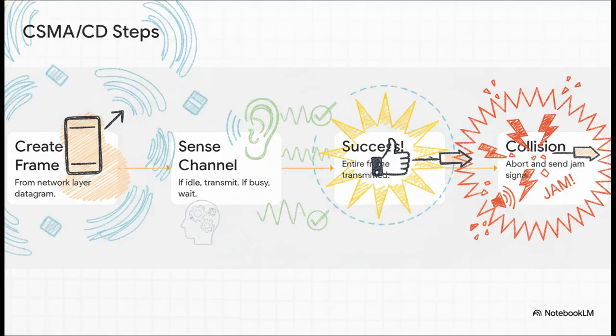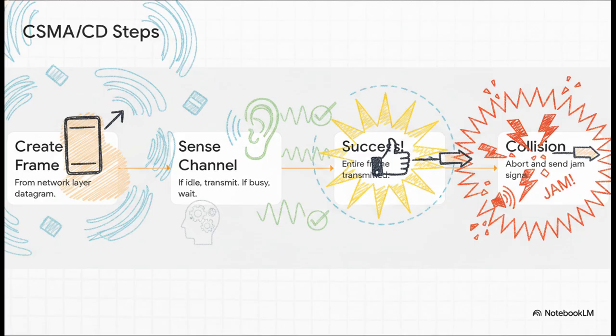We call those traffic laws CSMA/CD. That stands for Carrier Sense Multiple Access with Collision Detection. It sounds like a mouthful, but honestly, just think of it like trying to have a polite group conversation in a pitch-black room. Step 1, you get your thought ready. You build your frame. Step 2, you listen to the room. You sense the channel. If it's completely quiet or idle, you go ahead and start talking. If you hear someone else, it's busy, so you politely wait. Step 3, if you manage to say your whole sentence without being interrupted, awesome, that's a success.